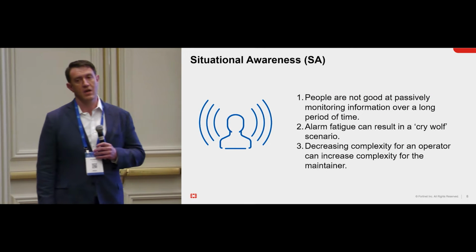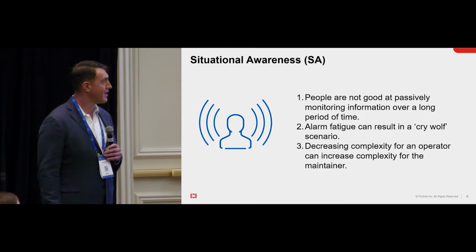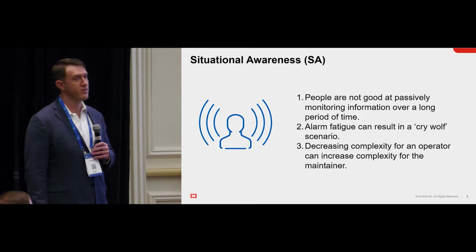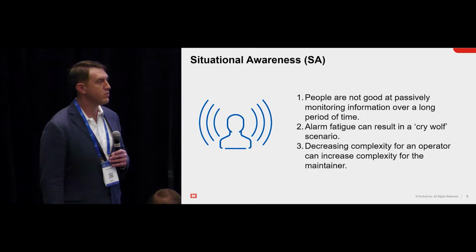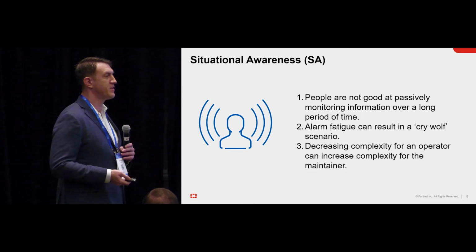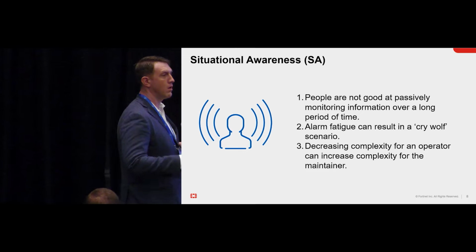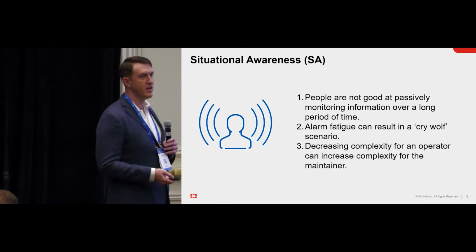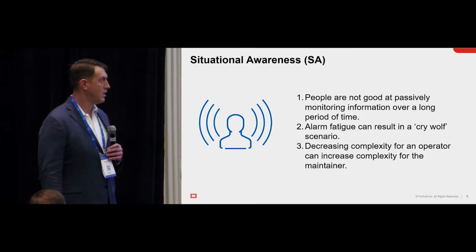So how do we use automation to improve situational awareness? We know people are not good at passively monitoring information for a long period of time. That's what you get with alarm fatigue, right? Maybe it's a false alarm that you're always getting, and when it does come in and it's actually right, you don't know or you don't care, right?